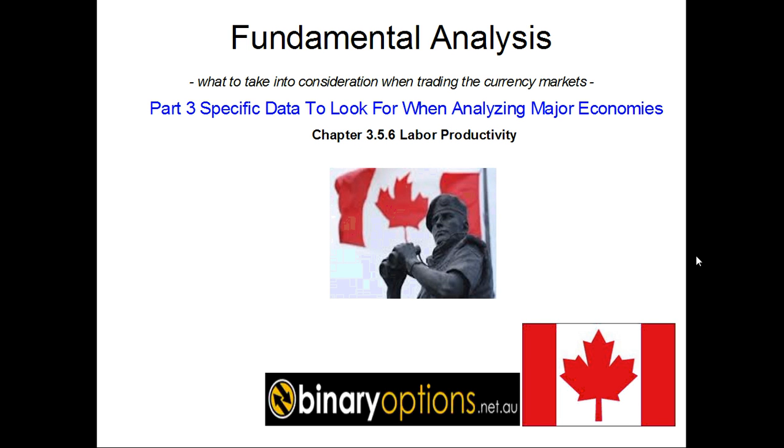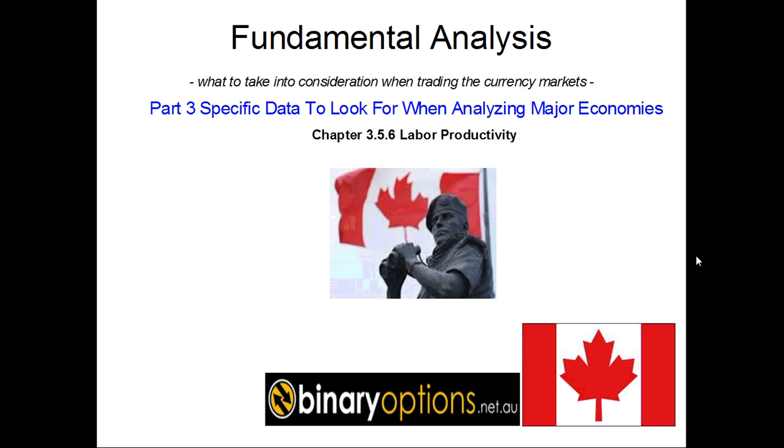Now, the labor productivity indicator is released by Statistics Canada yet again and shows the change in labor efficiency when producing goods and services. This is a second-tier indicator, and that means that little or no volatility is expected. However, it is an important one, as productivity and labor-related inflation are directly linked.